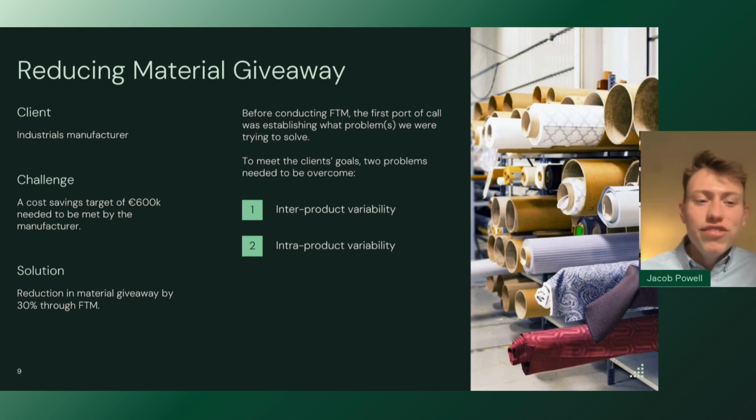Now, to achieve this workstream goal of reducing material giveaway by 30%, we needed to solve two quite complex technical problems. These were relating to product variability, specifically inter-product variability and intra-product variability.